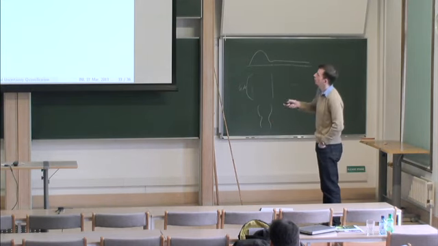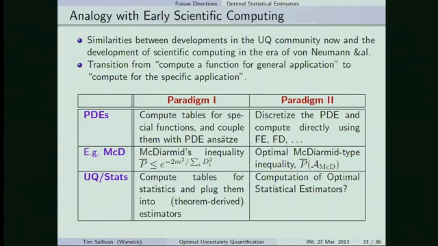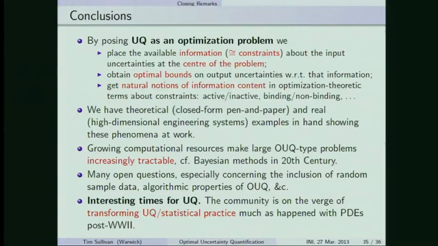So this would be sort of my vision for the future, that we are on the threshold of being able to optimally compute statistical estimators on a case-by-case basis, rather than having to use one-size-fits-all theorems. So my closing remarks are just by saying that if you pose UQ as an optimization problem, you get natural notions of information content in terms of active or inactive or binding or non-binding constraints. And those give you optimal bounds or optimal relationships between pieces of information. So you really see which assumptions matter, which ones you should care about, which ones you don't need to worry about. Plenty of both theoretical and practical examples.